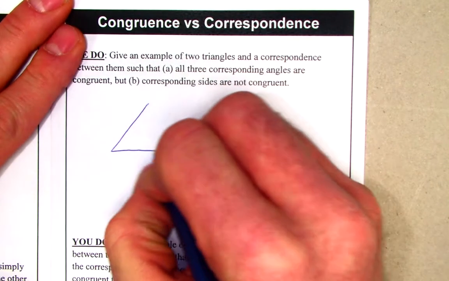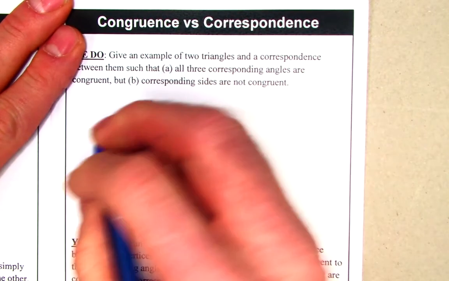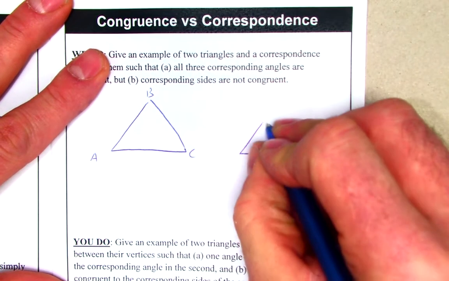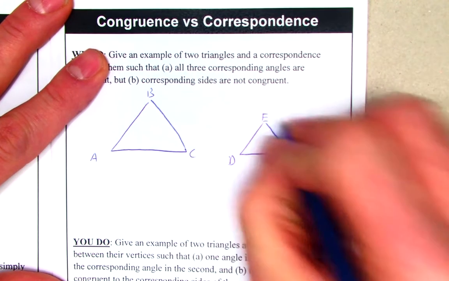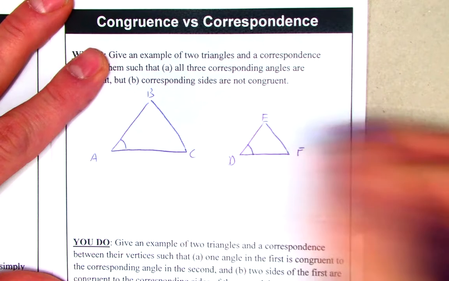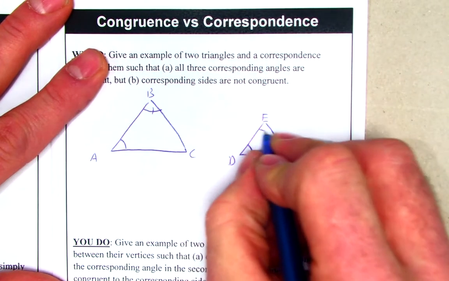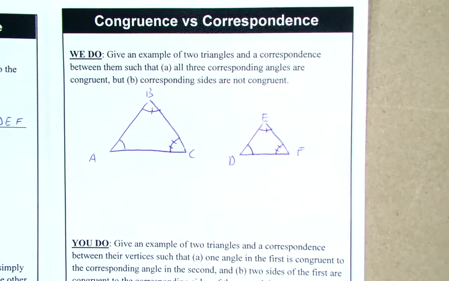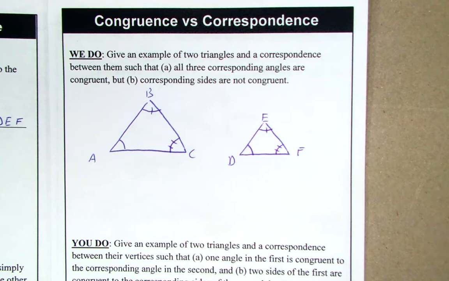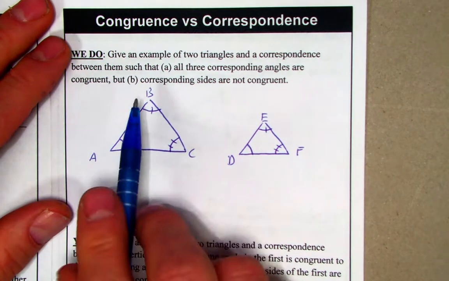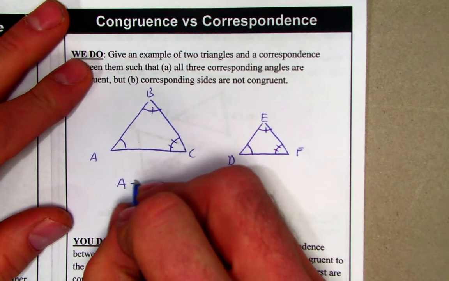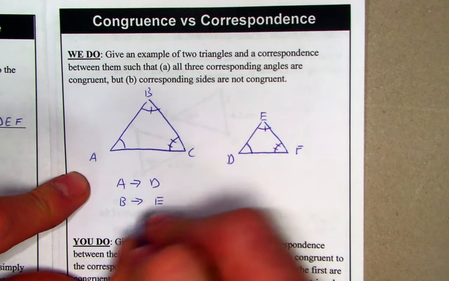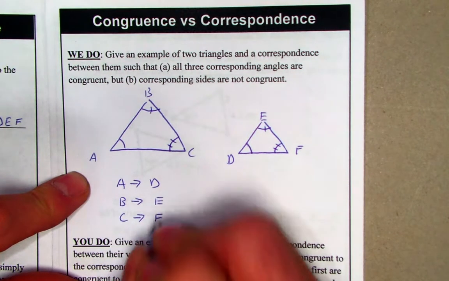We can have two triangles, ABC, and we can have another triangle where the angles are the same. Right? A and D have the same angle, B and E have the same angle, and C and F have congruent angles. But these two shapes aren't congruent. And so we just know that A corresponds with D, B corresponds with E, and C corresponds with F.